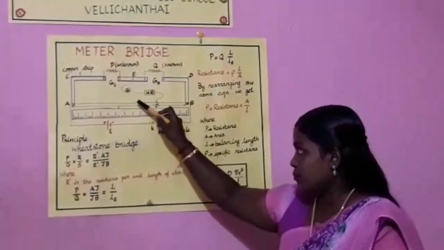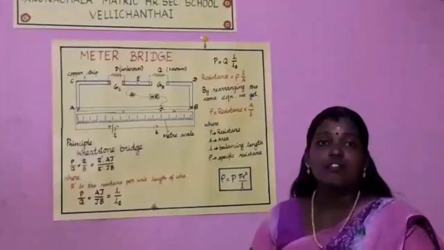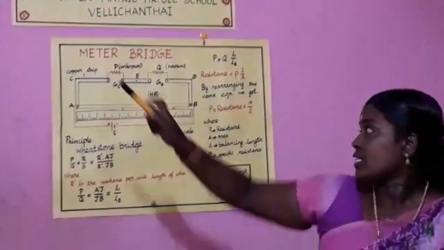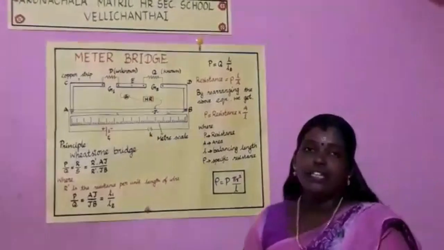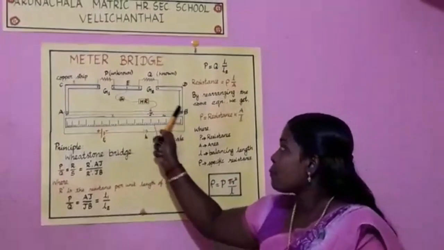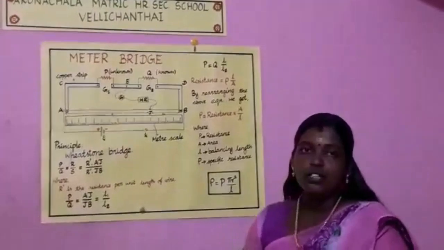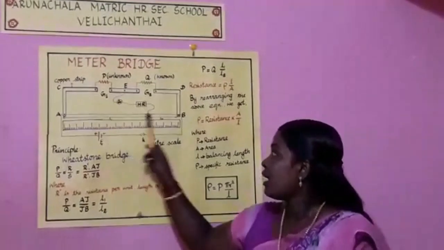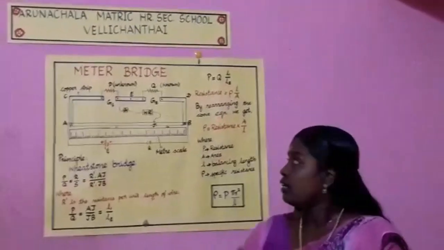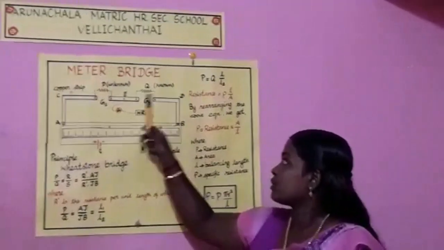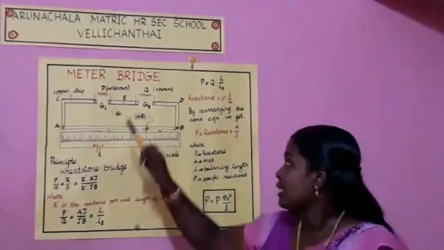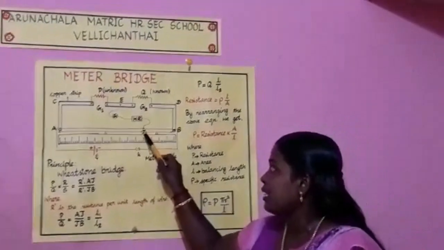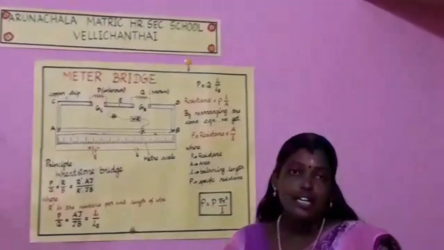So here it consists of three copper strips. The first copper strip is L shaped, the second one is horizontal and the third one is L shaped. These copper strips are placed on a wooden board. The first end is A and the other end is B. Here C and D. The midpoint of the copper strip is denoted by E. That E point is connected to the jack key through a galvanometer and a high resistance.